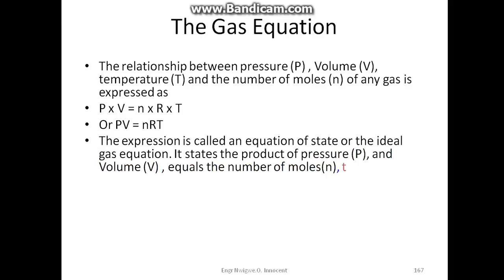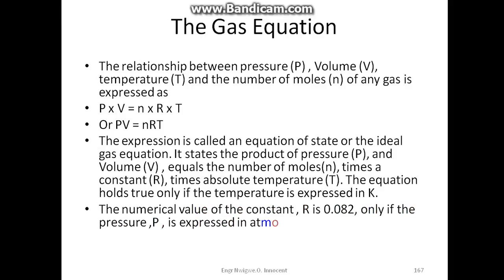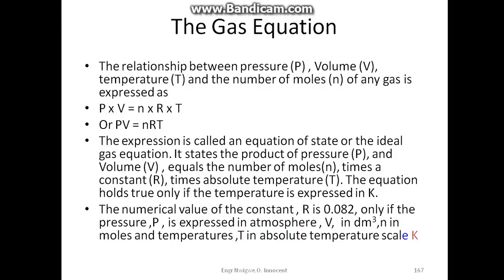It states that the product of pressure P and volume V equals the number of moles N times a constant R times absolute temperature T. The equation holds true only if temperature is expressed in Kelvin. The numerical value of the constant R is 0.082 only if pressure is expressed in atmospheres, V in dm cubed, N in moles, and temperature T in the absolute temperature scale, Kelvin.